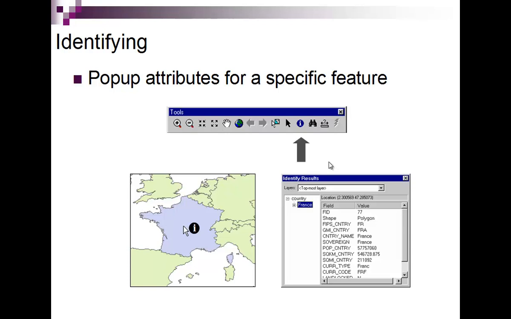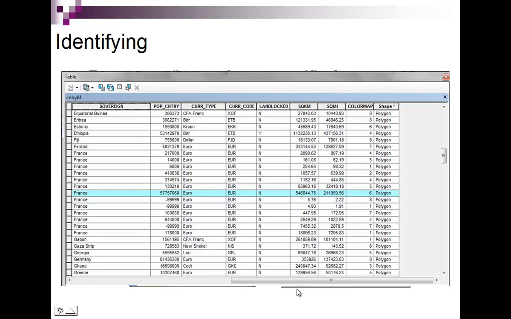When I click on identify, it's going to give me the attribute information for this. And this information here is what we stored in this GIS database. There's obviously a lot more information about France, but this database that we're working with here just stores this information. And then I can click on this here, and this is what it looks like in the table.